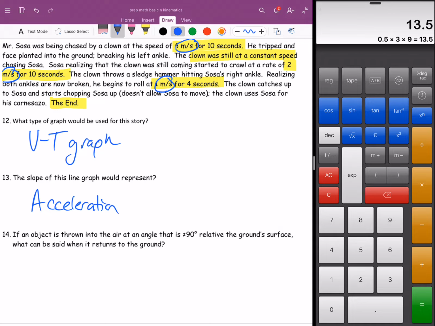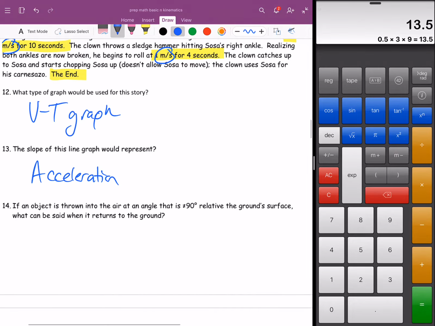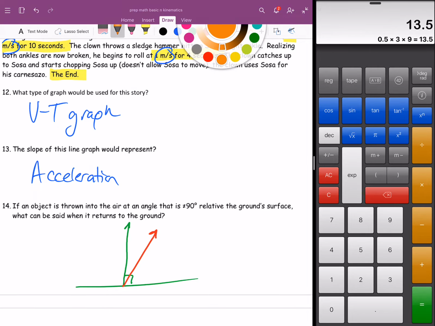If an object is thrown into the air at an angle, what is it relative to the ground surface? So here's your ground. Here is a right angle. In this case, we do not have one. So let's say it's about 45, 60. Object thrown, and it will most likely fall back onto the ground.